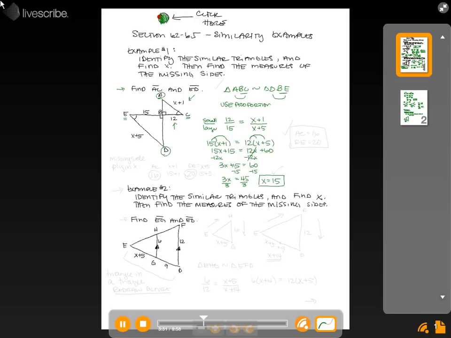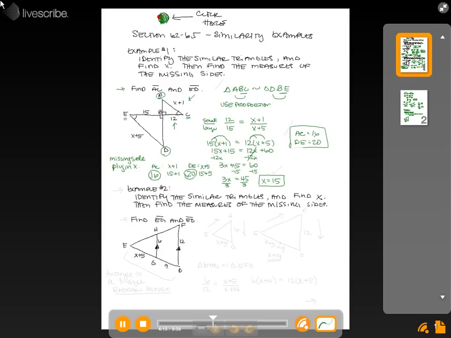Last thing we need to do is find the missing sides. So we're going to plug back in. We plug in x. So AC, which is one of them we have to find, is x plus 1. So I have 15 plus 1, which is 16. So there's AC. For DE, same idea. DE is x plus 5. Now it's 15 plus 5. So DE is 20. Alright? And those are our two missing sides now. AC is 16 and DE is 20.